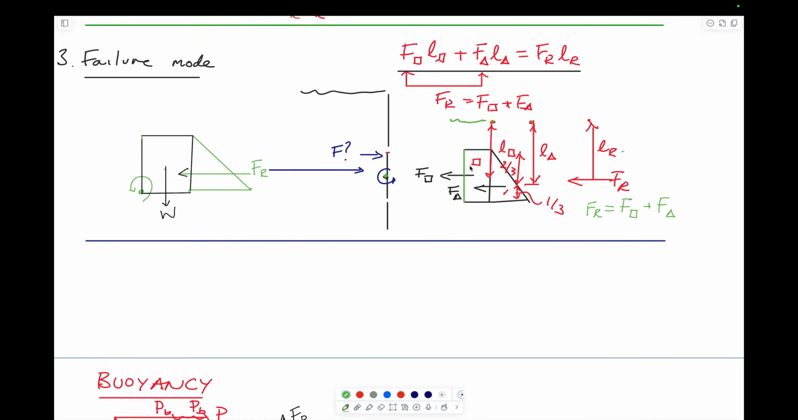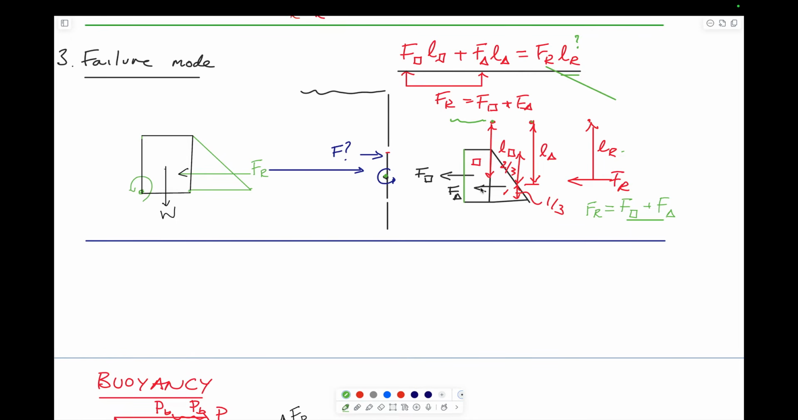If we want to get the location of where the resultant acts, we can always figure out what LR is just by taking moments, where we know the magnitude of the force for the prism, the magnitude of the force for the triangular distribution, and the lever arms between those for the prismatic distribution and the triangular distribution. If we do that, since we know that FR is equal to the sum of those two distributions, we can get the location of the resultant force. We can always do that.